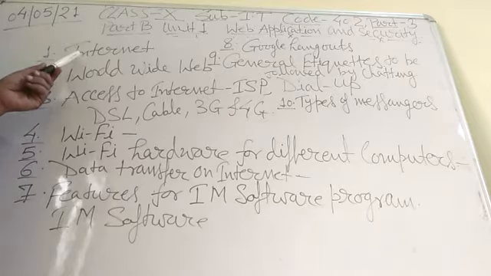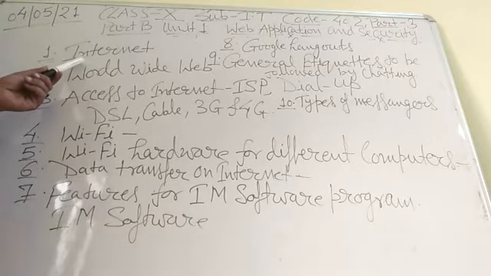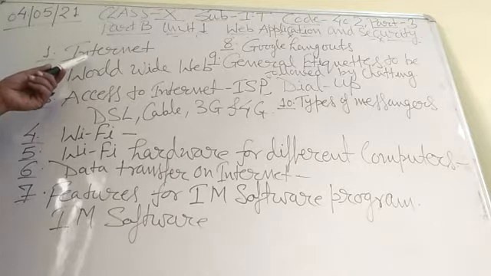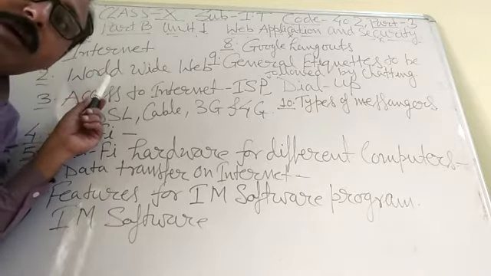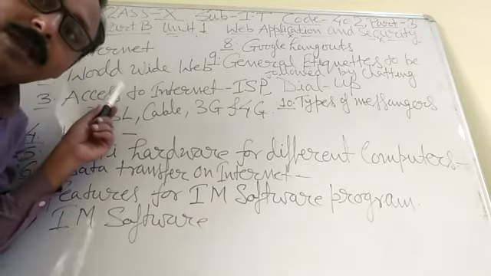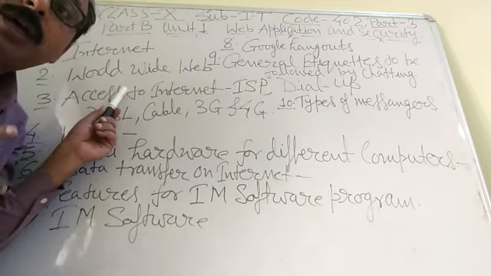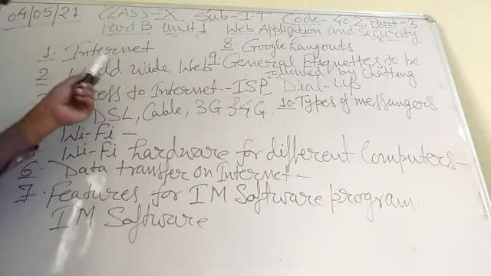First is the internet. Now student, what is the internet? The internet can be defined as a global network of over a million similar heterogeneous computer networks. We can say that the internet is the network of networks. A network of networks is known as the internet. All computers connected globally to each other through the internet is known as the internet.